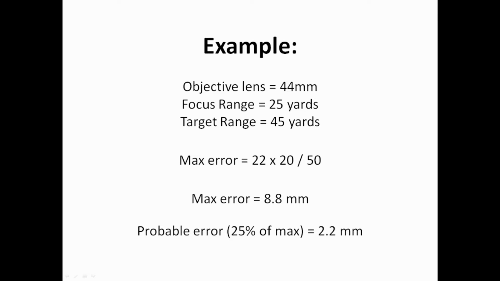So unless you try really hard to do badly, it's unlikely that you're going to experience an error of more than 2.2 millimeters. So you have to ask yourself, considering that if we're shooting at 45 yards, we're shooting at a kill zone of 35 millimeters, is 2.2 millimeter error going to break the bank? Well, that's for you to decide.